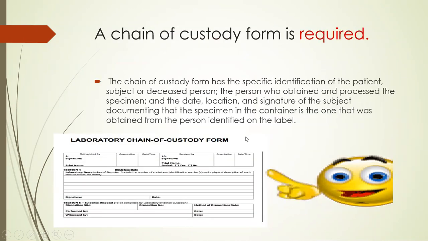A chain of custody form is required. It is a must, must, must. You must have that chain of custody form. That form will contain the specific identification of the patient, the subject or deceased person, the person who obtained and processed the specimen, the date, the location, and the signature of the subject, documenting that the specimen in the container is actually the one that was obtained from the person identified on the label. Okay?